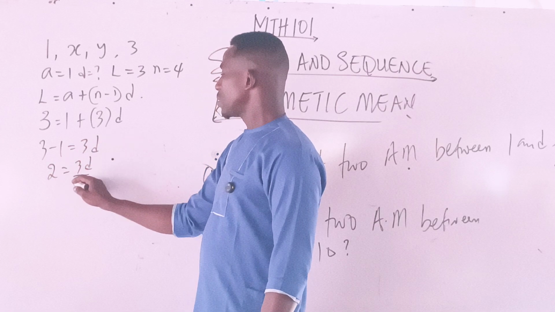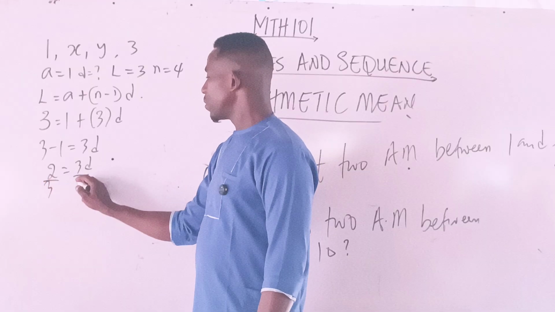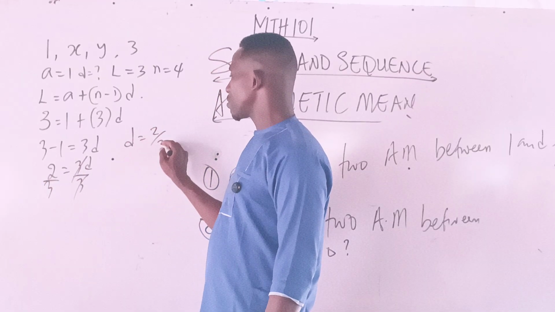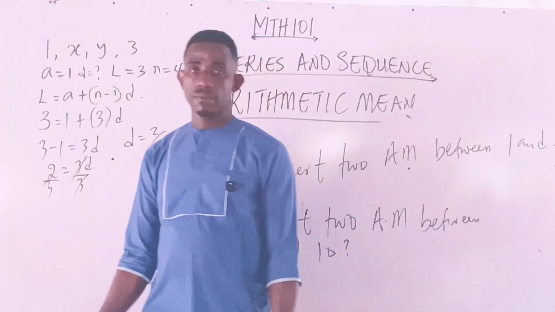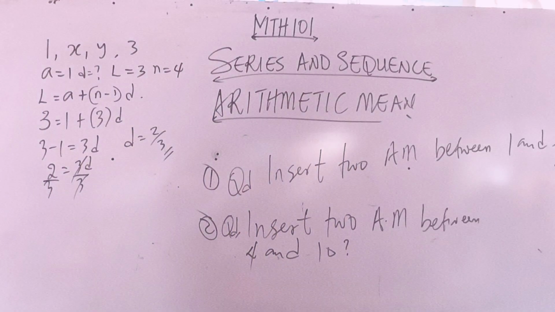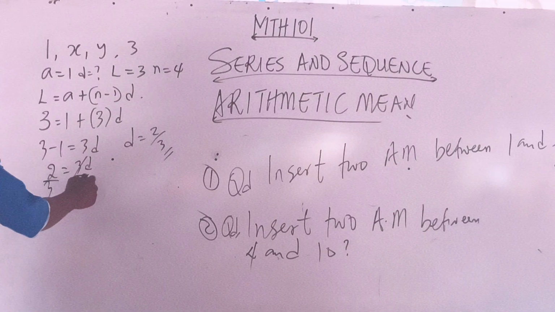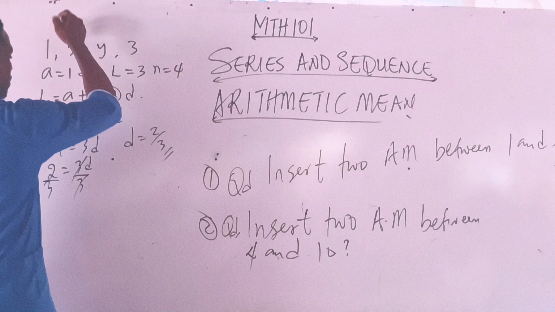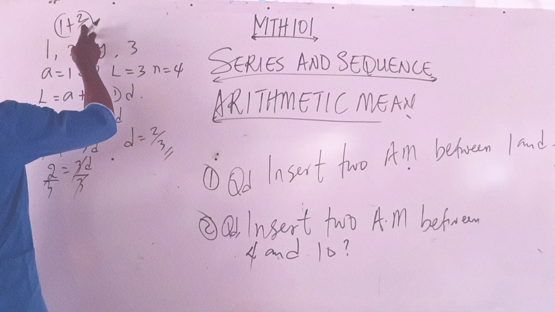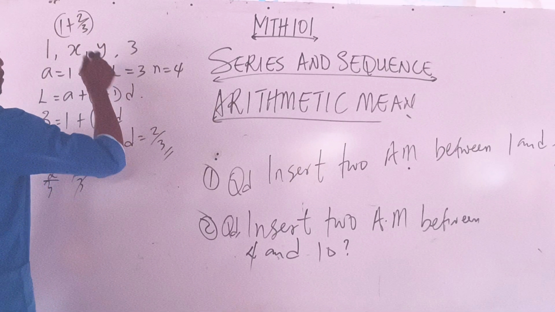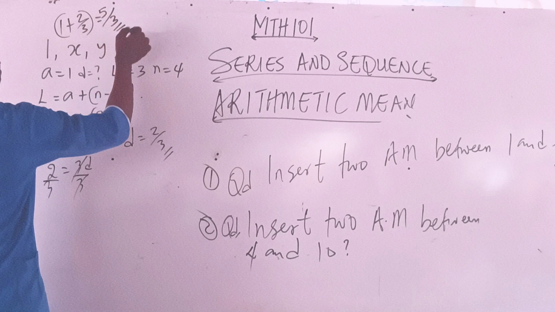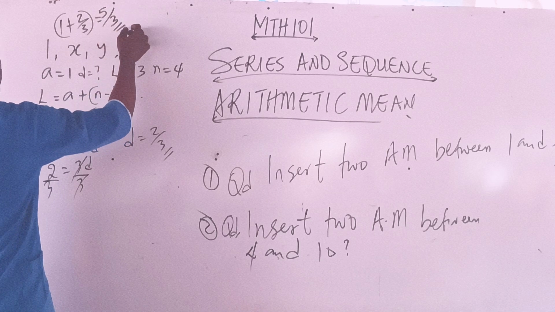Divide both sides by what? 3. Can this cancel this? D is equal to 2 over what? 3. Now, how can we get X? 1 plus 2 over 3. What will you get? Say it again. 5 over 3, right? How will you get Y?